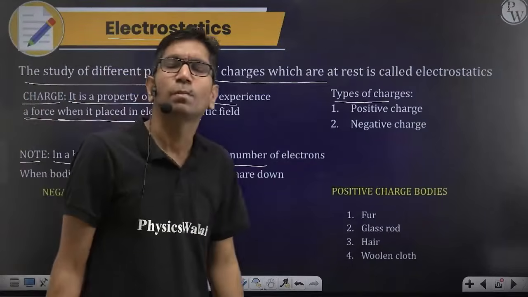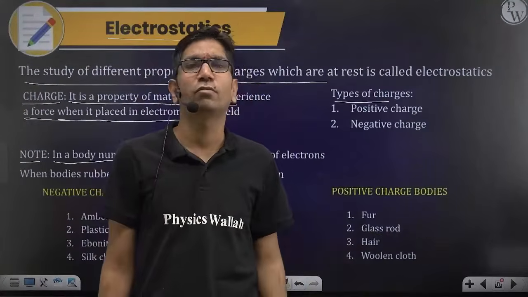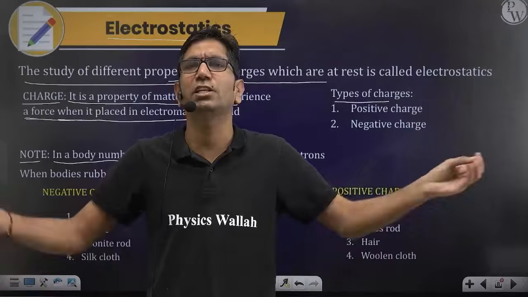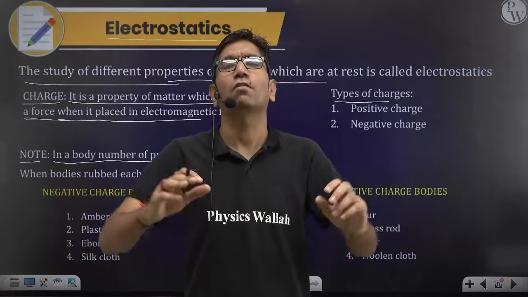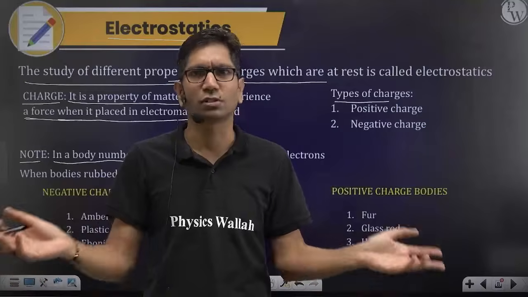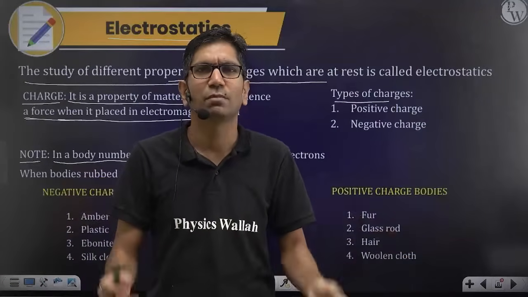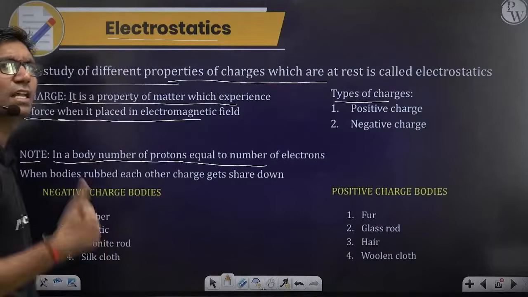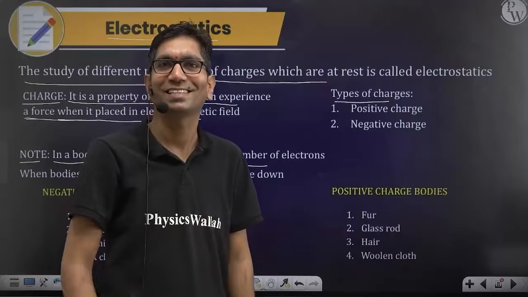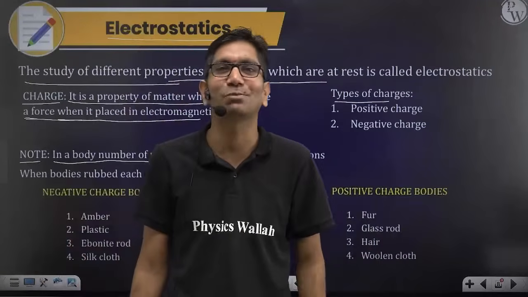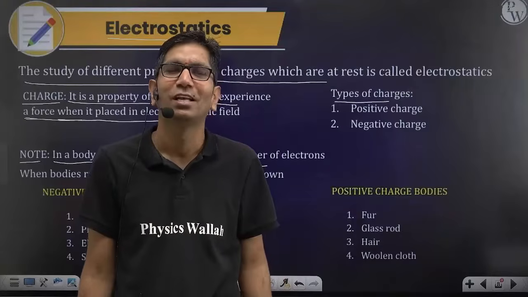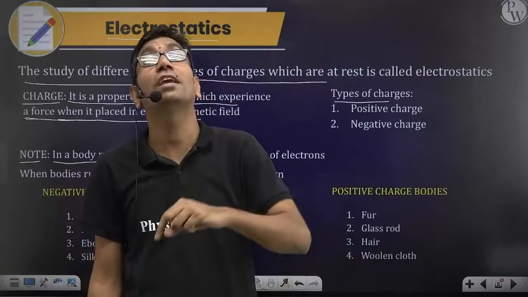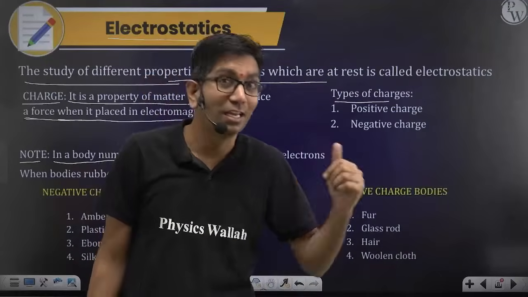Now, each and every body in the universe is neutral. 100% it is neutral only. Why? Because in each and every body we have protons and electrons, and after combination of these they become neutral. Then how does a body get charged? How do we get a positively charged body, or a negatively charged body, when every body in the universe is in a neutral state?